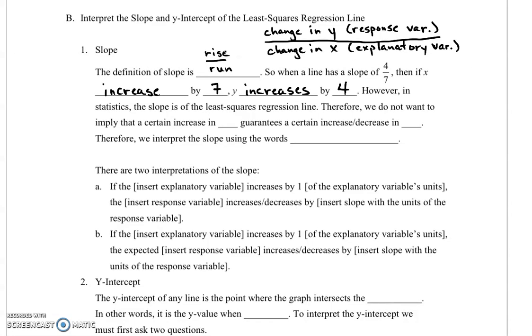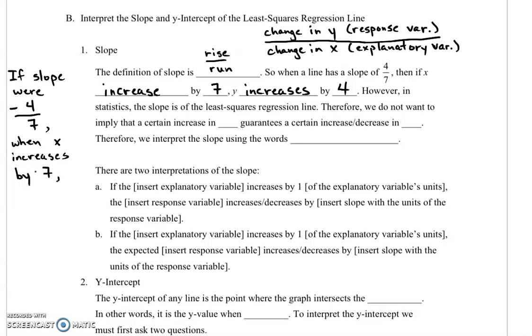If it were negative, so let's go over here, if slope were negative 4 over 7, that means when x increases by 7, y decreases because it's negative by 4.